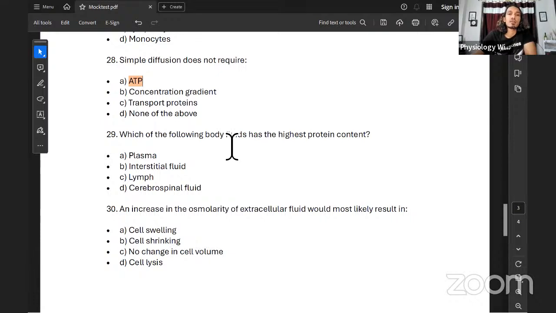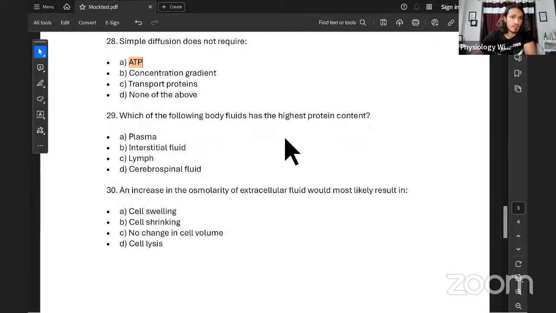Which of the following body fluids has the highest protein content? For this, you'll have to think a little. We have plasma, interstitial fluid, lymph, cerebrospinal fluid. Now, what you have to understand is that things like lymph and cerebrospinal fluid are all sort of an ultrafiltrate of your plasma.